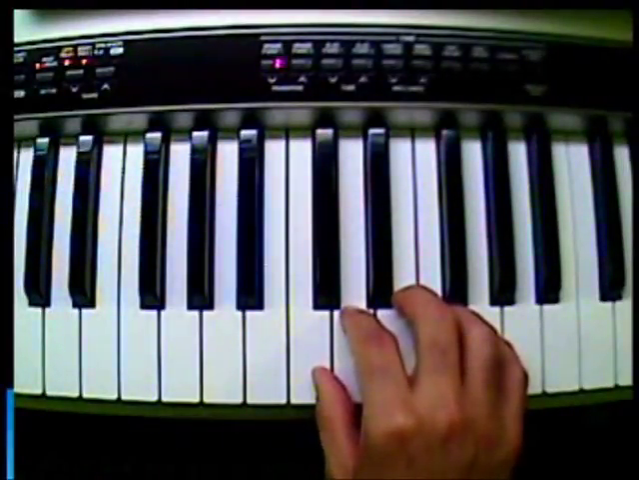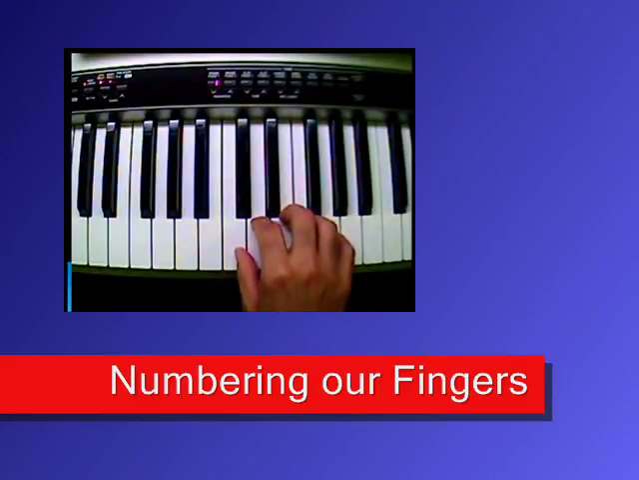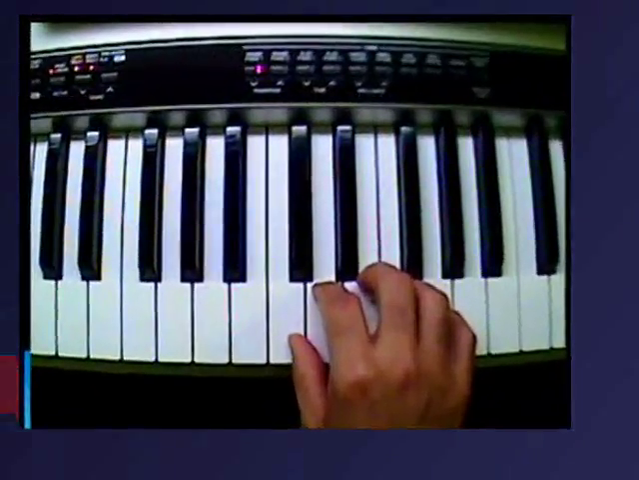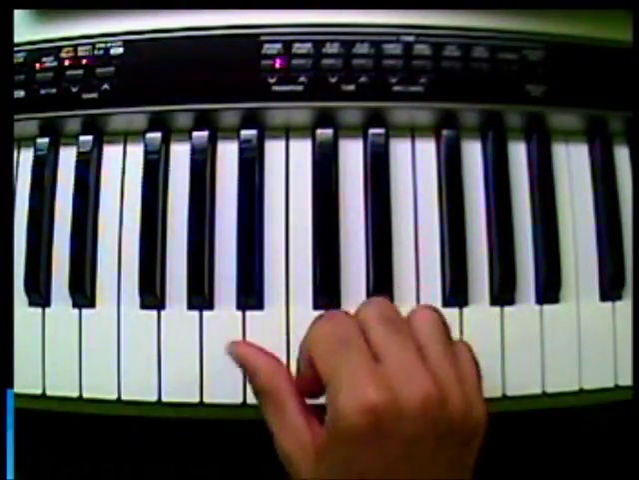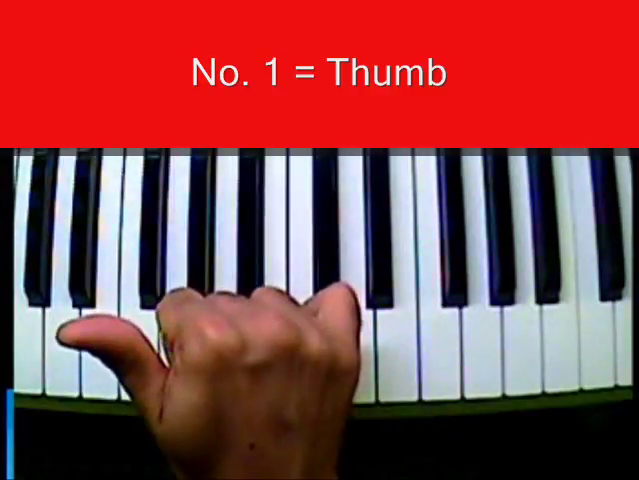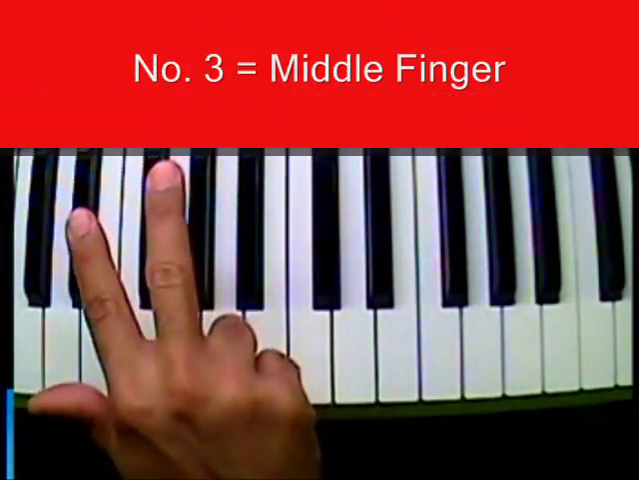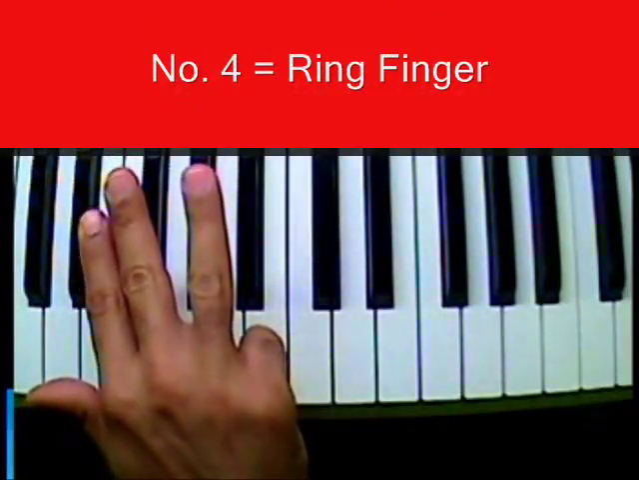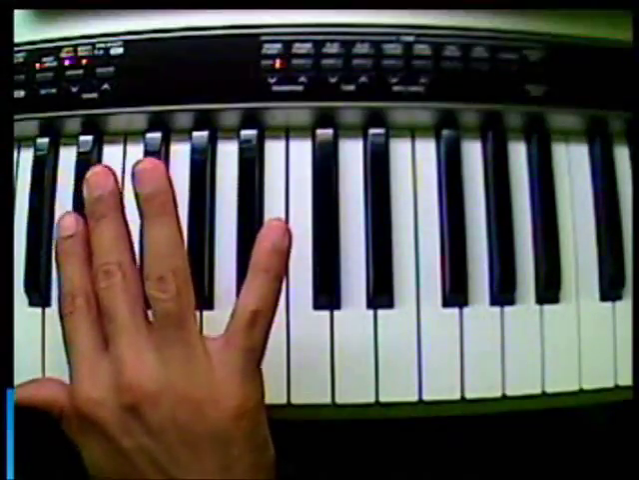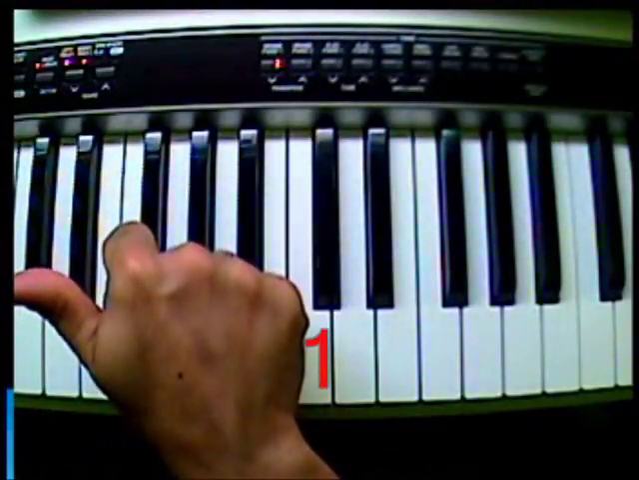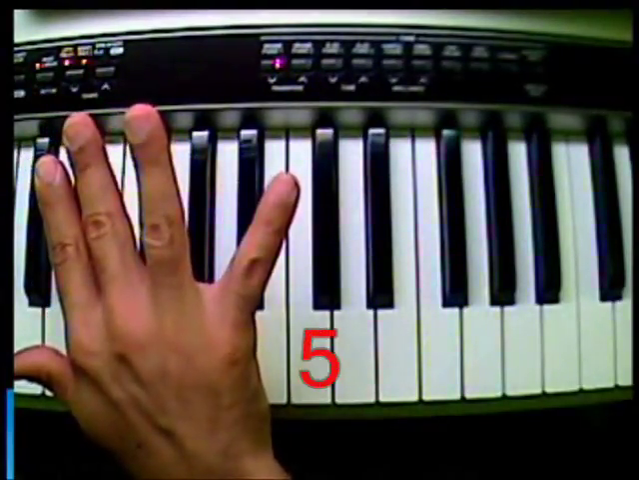So before we start with our first exercise, let's assign each of our fingers a number. It's important to do this because we want to ensure proper fingering as we proceed with our lessons. So in piano, our thumb is always given the number 1. Number 2 will be our index finger. Number 3, our middle finger. Number 4 is our ring finger. And number 5 we'll assign to our little finger, or pinky. So once again, that's number 1, 2, 3, 4, and 5.